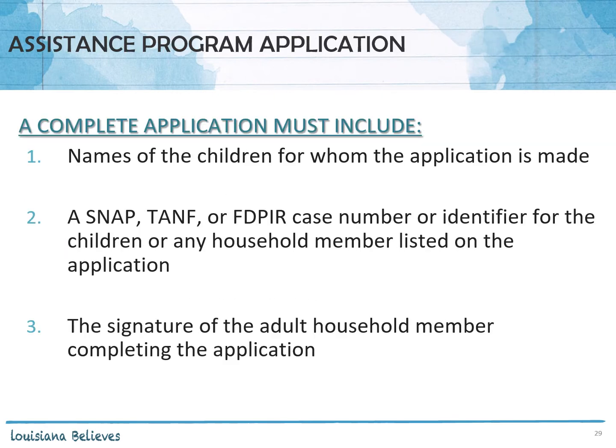A complete assistance program application must include: 1. The names of the children for whom the application is made. 2. A SNAP, TANF, or FDPIR case number or identifier for the children or any household member listed on the application. And number 3. The signature of the adult household member completing the application.